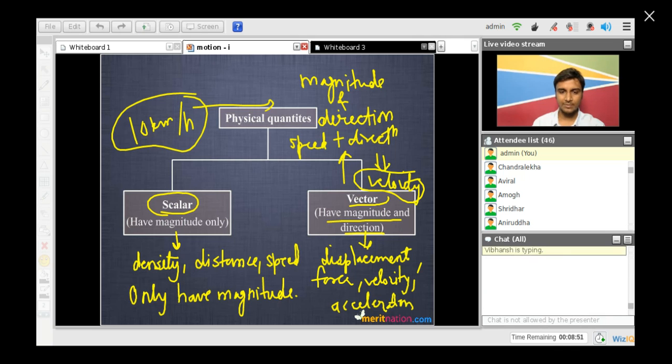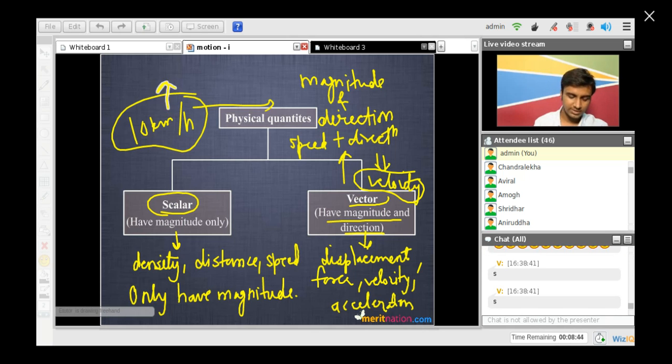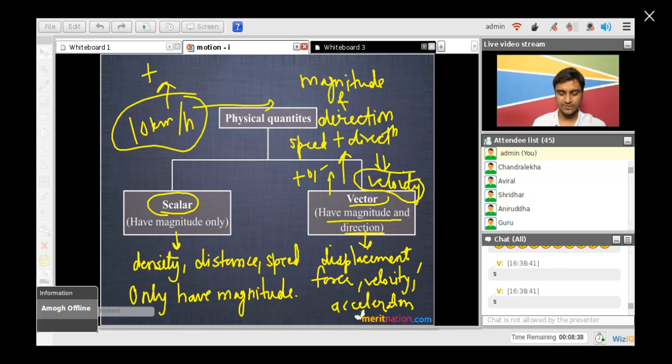These are basically types of physical quantities. Scalar quantities are always positive. Vector quantities can be positive, zero or negative, because they have direction also. Direction you can write as negative. So distance, speed, etc. are scalar quantities.